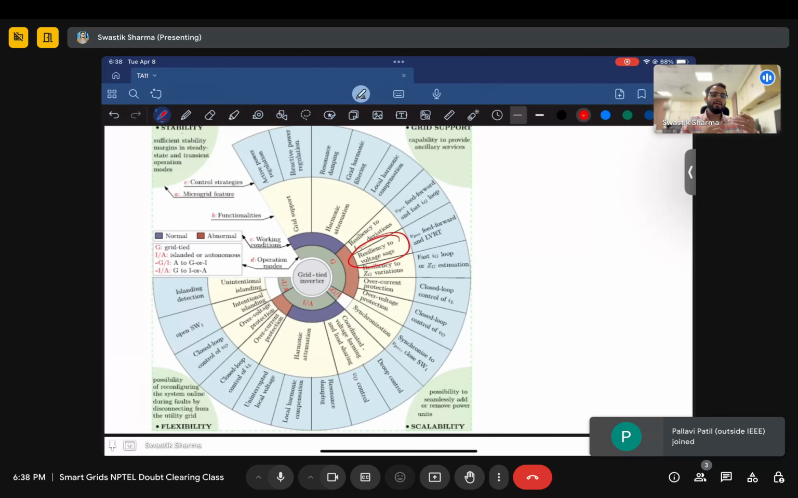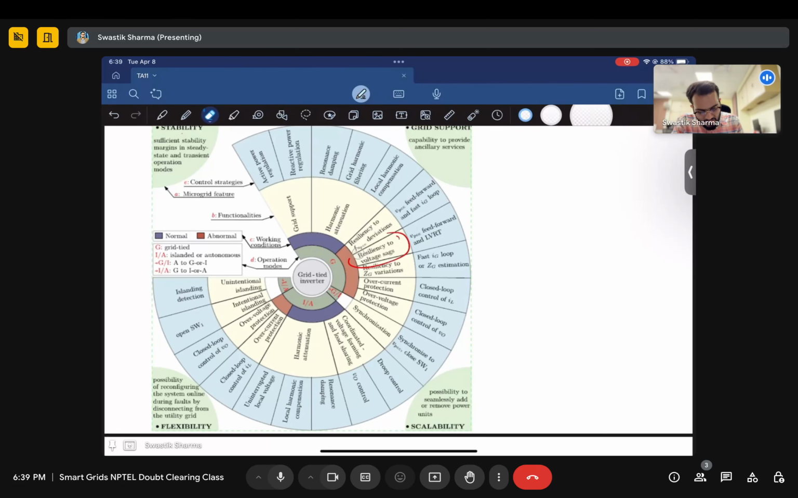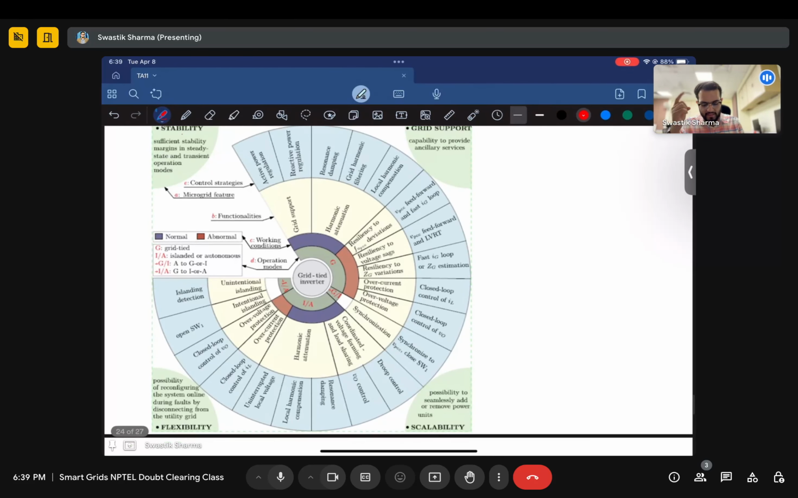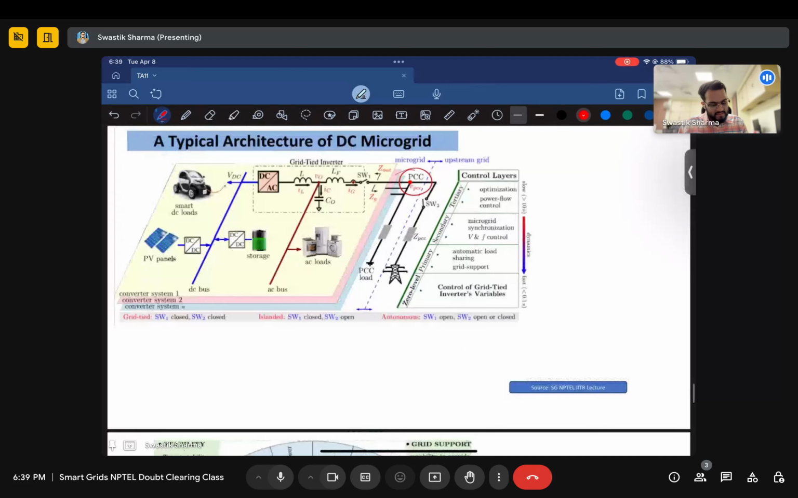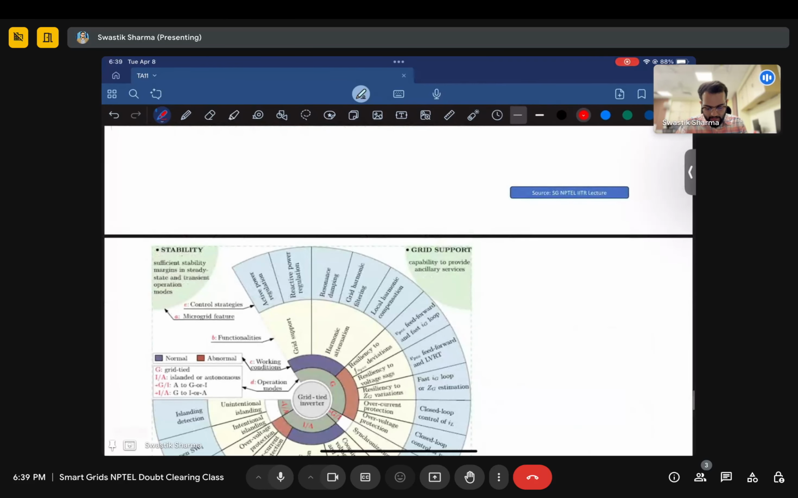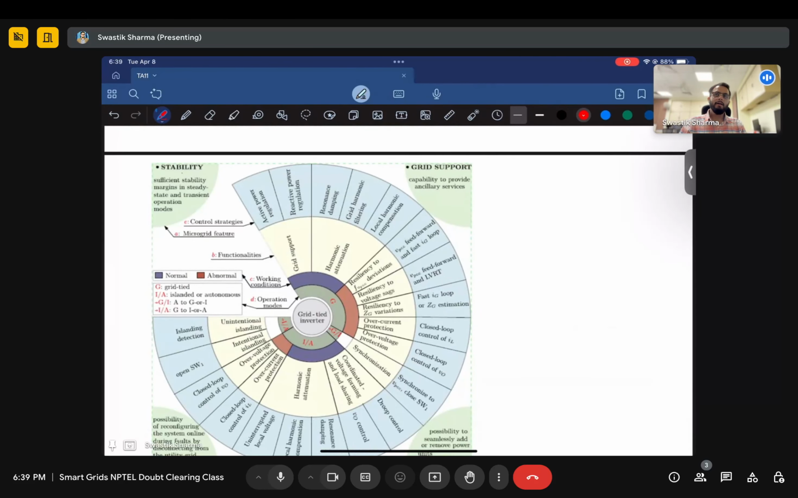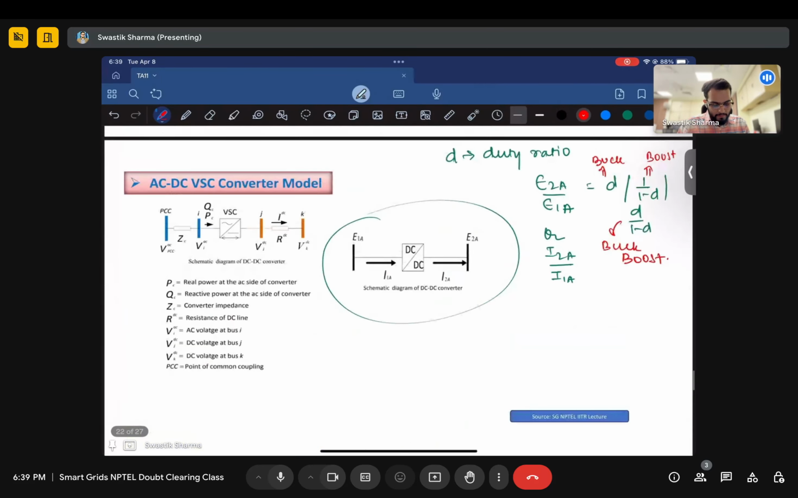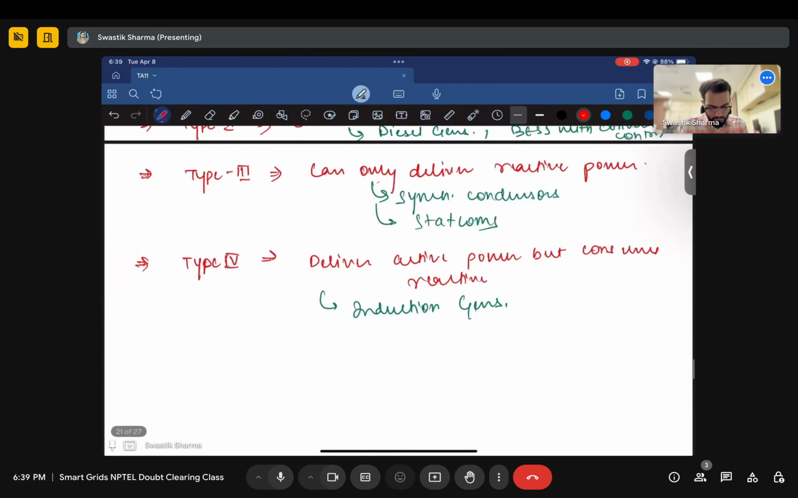When the voltage sags to a critically low level, how your grid tied inverter is able to ride through that whole scenario. So all of these functions, whether grid tied, autonomous, or transitioning from grid to autonomous or autonomous to grid, how it is able to provide stability, grid support, scalability, and flexibility. This sums up the whole thing. We have covered this extensively in previous classes, so I won't go into detail, but if you have any doubts, you can send me a message and I'll be happy to talk to you.